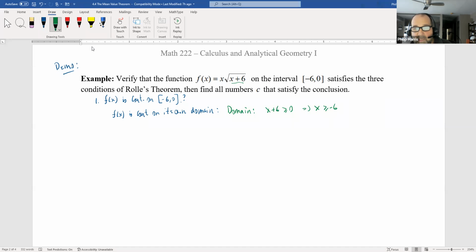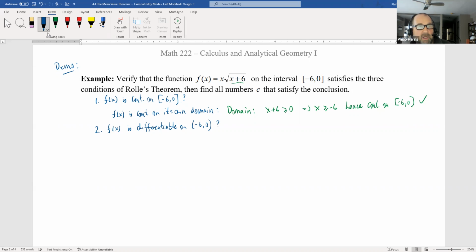So this is where we are continuous. We are continuous on -6 and above. Hence we are indeed continuous on the interval from -6 to 0. So that condition is checked. That is true. Step 2, we need f of x to be differentiable. Is f of x differentiable on -6 to 0?